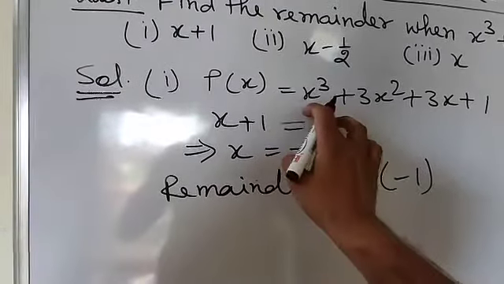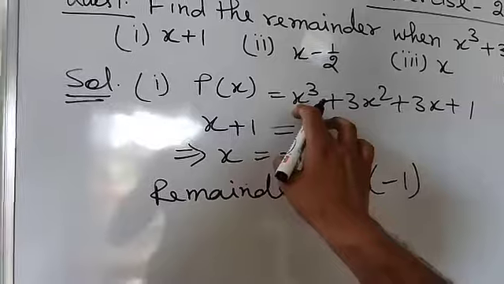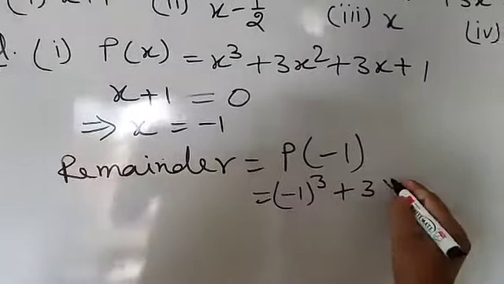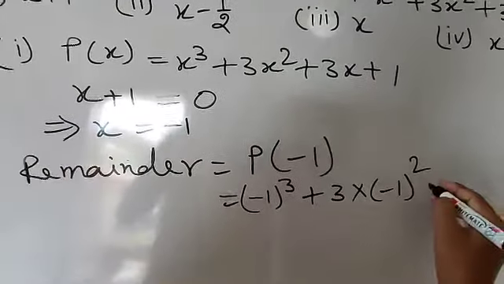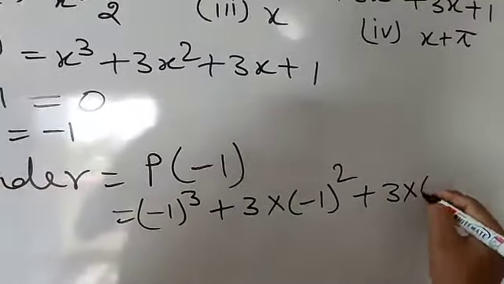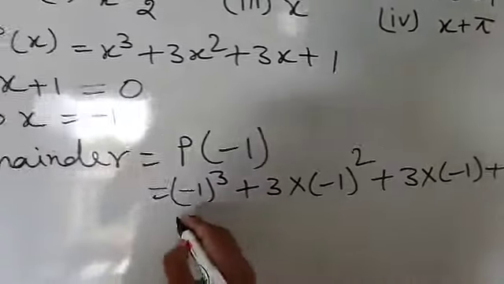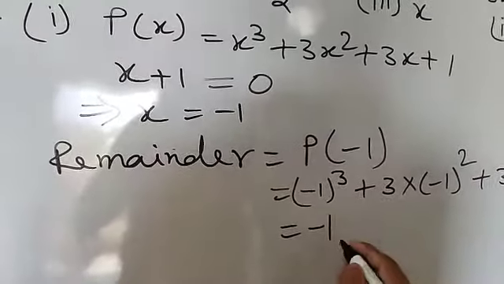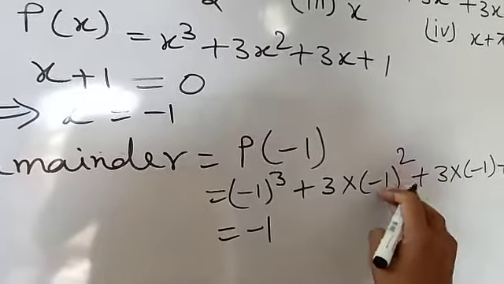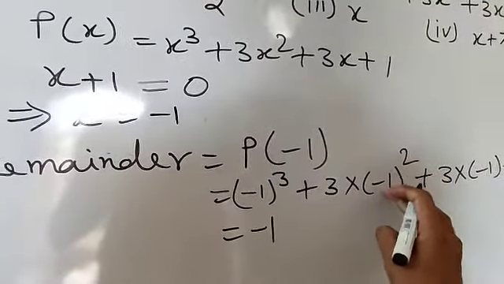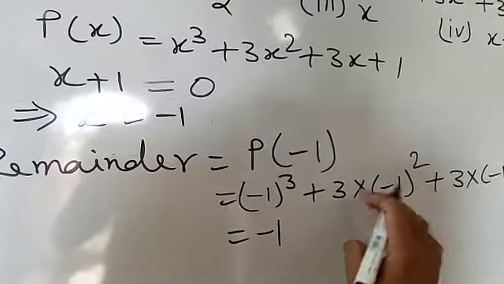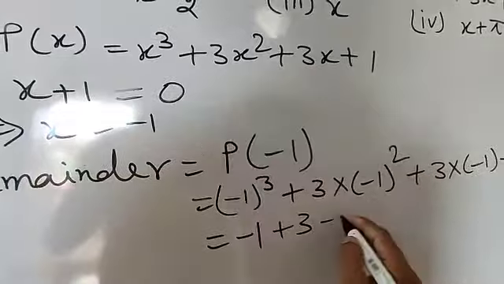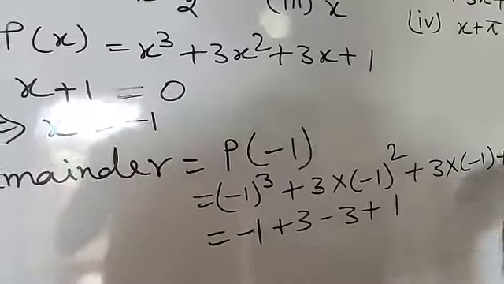So p of minus 1 means x is replaced by minus 1. The x cube becomes minus 1 cube, plus 3x square, so plus 3 into minus 1 square, plus 3x, so plus 3 into minus 1, plus 1. A negative number's cube is negative, so minus 1 cube is minus 1. Minus 1 square is plus 1, negative number squared is positive, and into 3 that will be plus 3. 3 into minus 1 is minus 3, and plus 1 stays as it is.